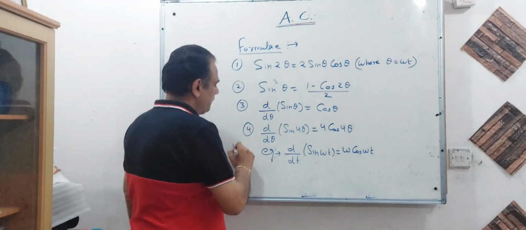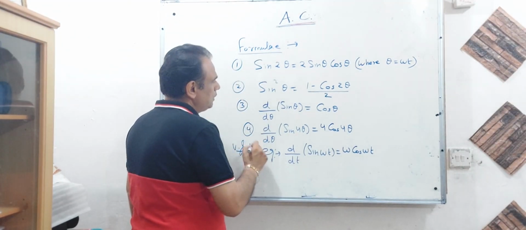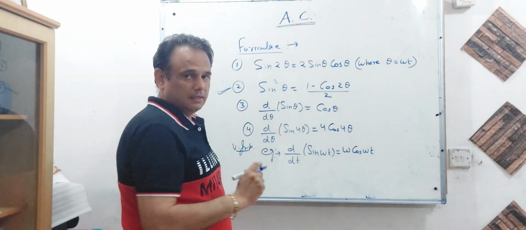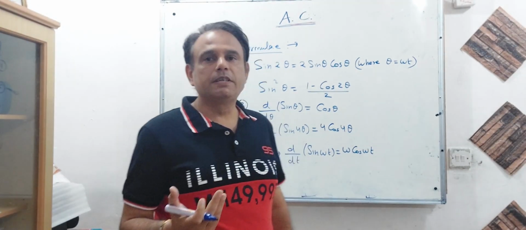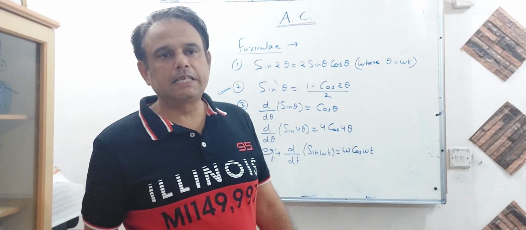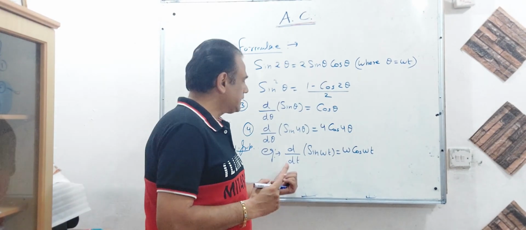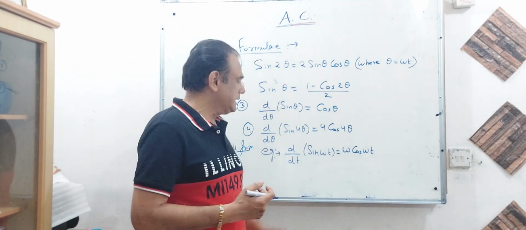This one is very important to remember. Sin square theta, whenever we end up with sin square theta, we can always write it as 1 minus cos 2 theta by 2. So this formula is very important for us.